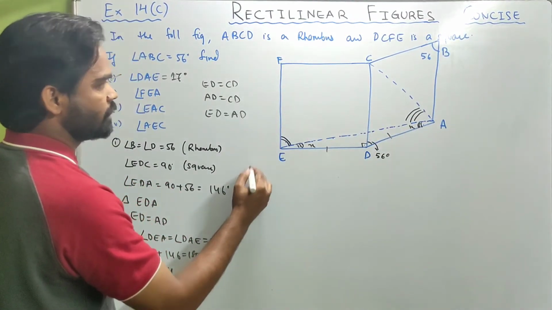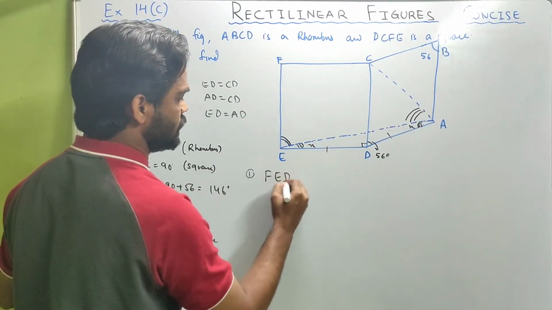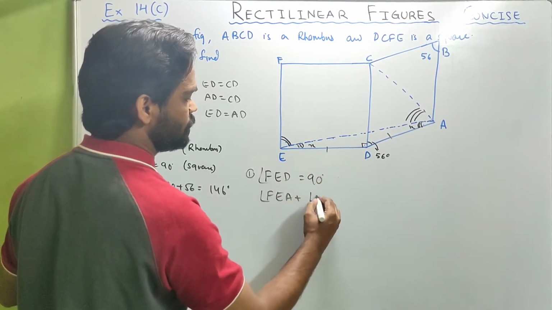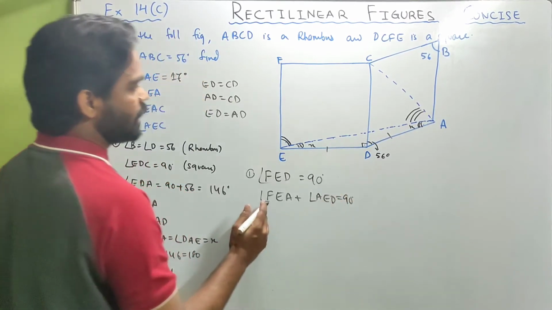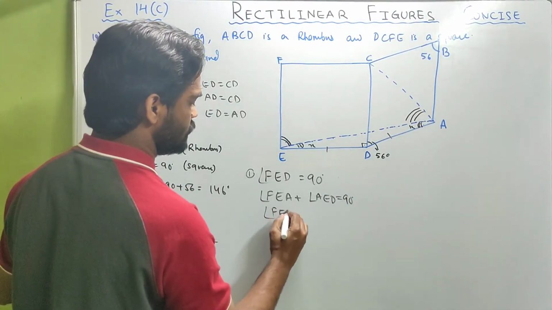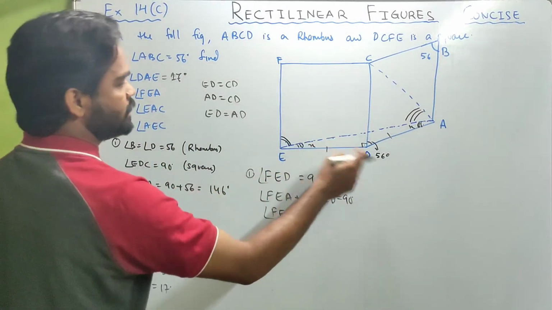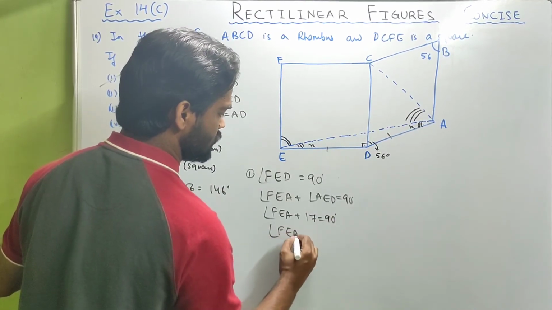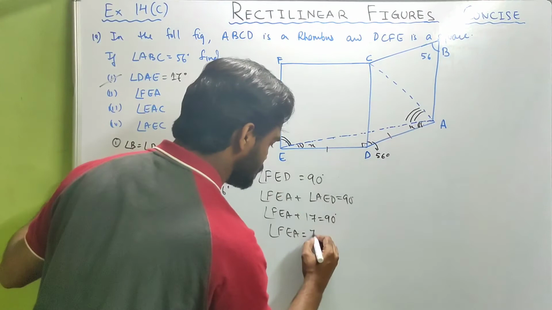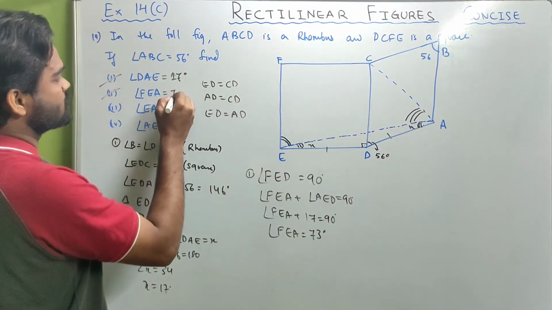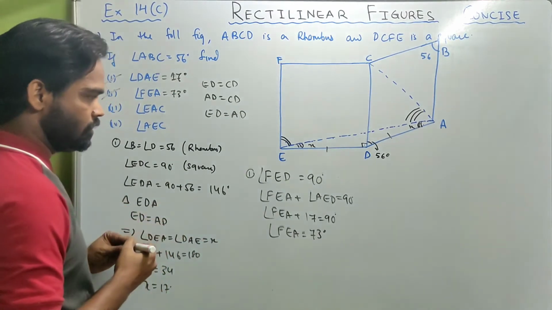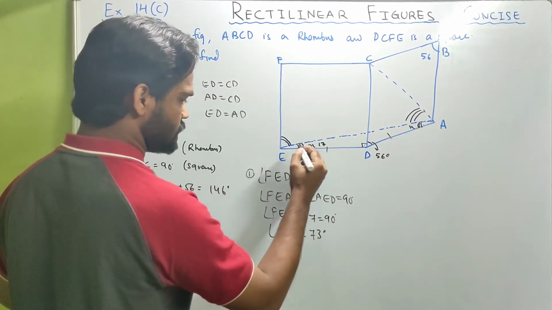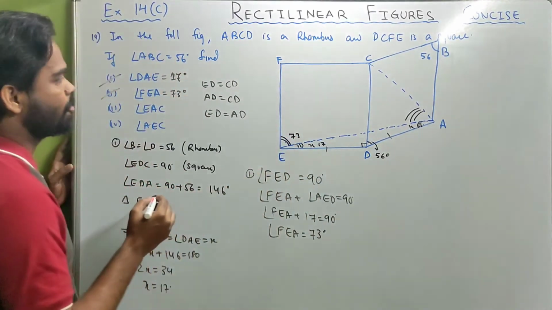Then FEA. Very easy. FED is 90 degrees. Now FED I can write as FEA plus AED, that is equal to 90 degrees. FEA we don't know, and AED we just got. AED is how much? 17. So FEA plus 17 equals 90 degrees. So FEA equals 90 minus 17, which is 73 degrees. Done. So till now we got this as 17, this as 73, isn't it? Now that was EAC.